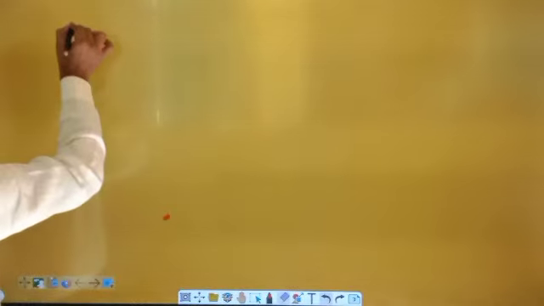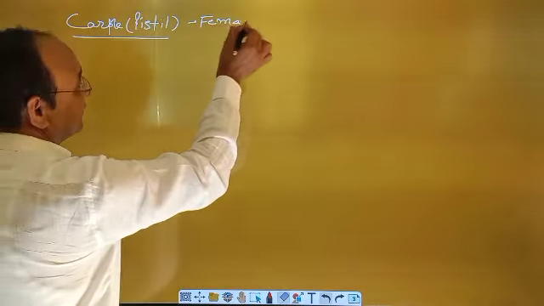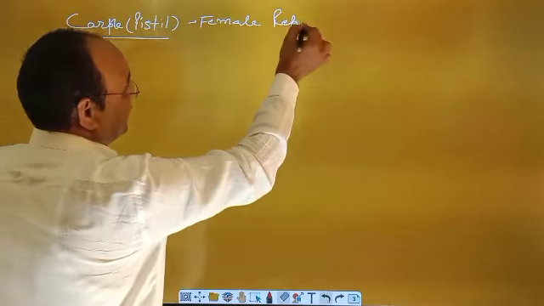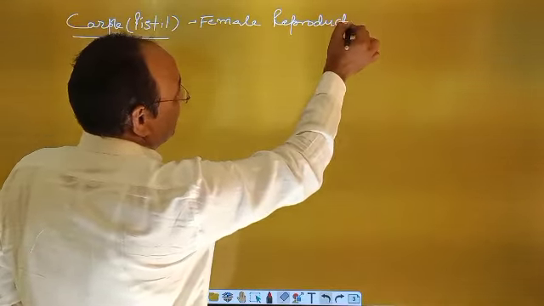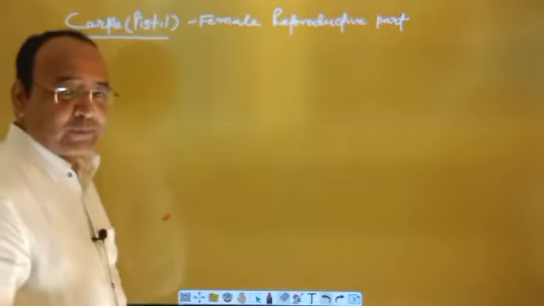So, dear student, after the male reproductive system, stamen, now today our point is carpel, which is also known as pistil. Simply, what is carpel? So, carpel is a female reproductive part of flower.